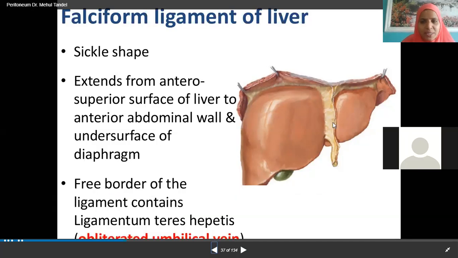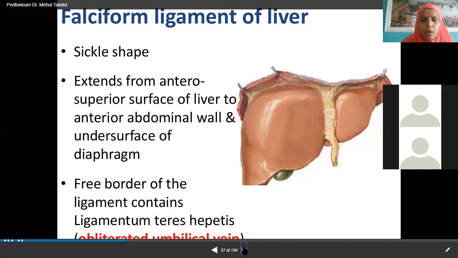Now coming to falciform ligament, it is a sickle-shaped fold of peritoneum which is running between the right and left lobes of the liver, and you can see it is continuing under the surface of the diaphragm like which ligament? What is the name of this ligament we have covered? This clarity I wanted to give.